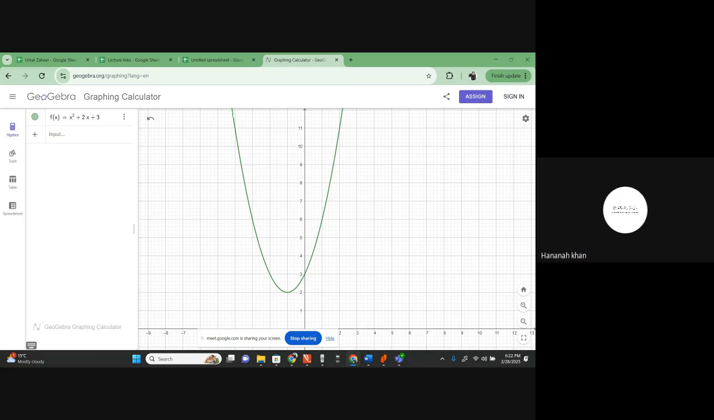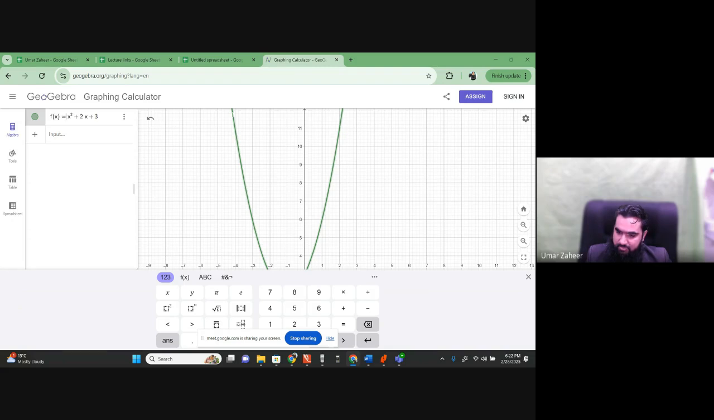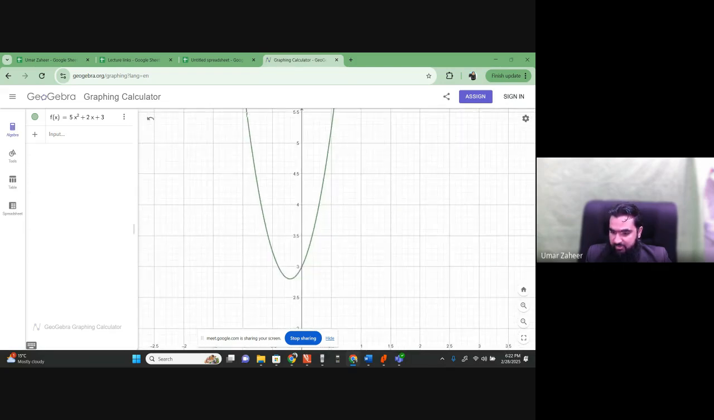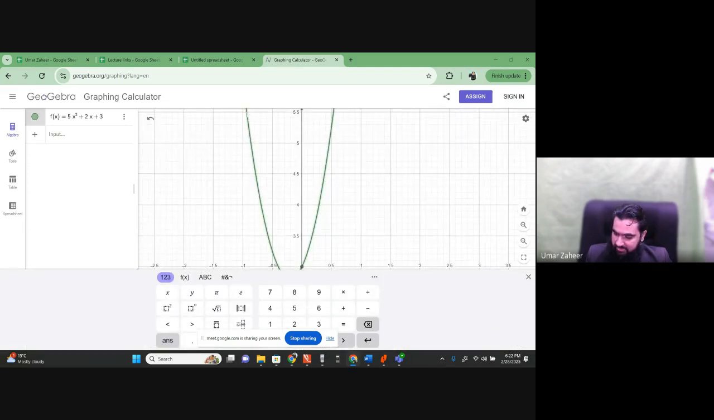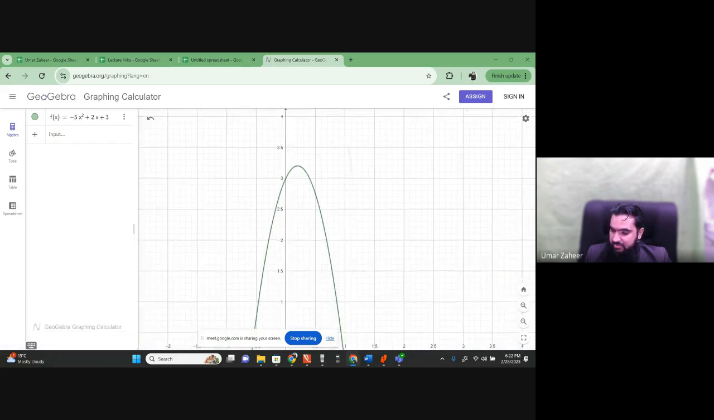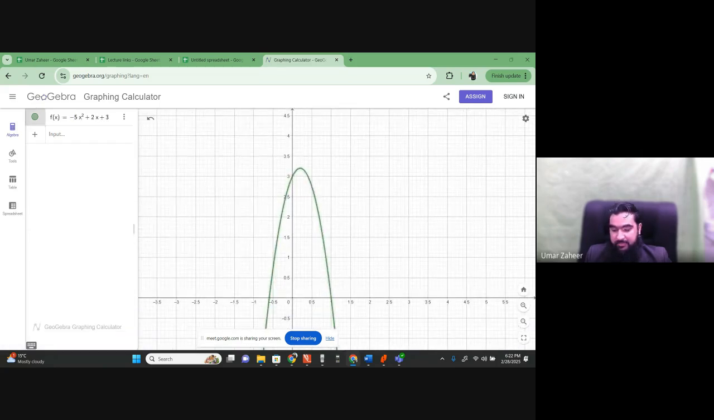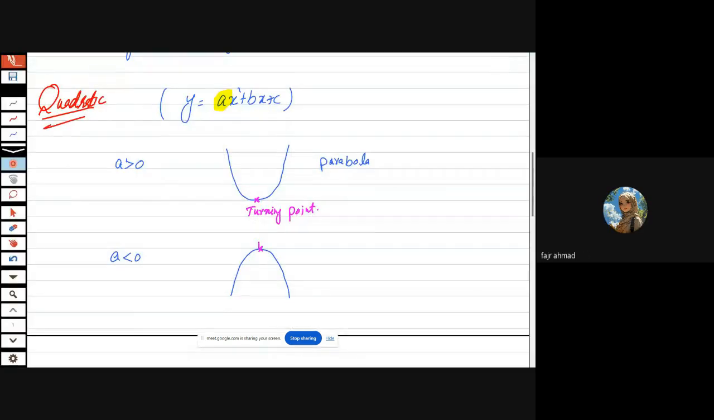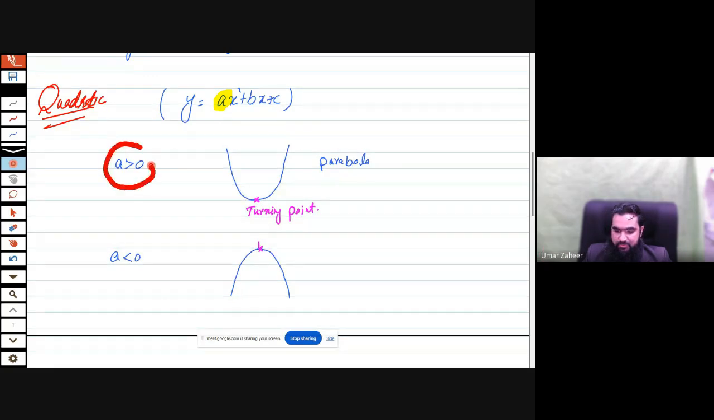But if I take the coefficient of x² as, let's say, 5, look at here, the shape is still the same, just more stretched. But if I write a negative sign with it, look at here, the shape is upside down. Yes, everyone, is it clear? Yes, sir. So that's why I'm saying that if the coefficient of x² is greater than 0, you have this shape, and if it is less than 0, the shape is upside down.